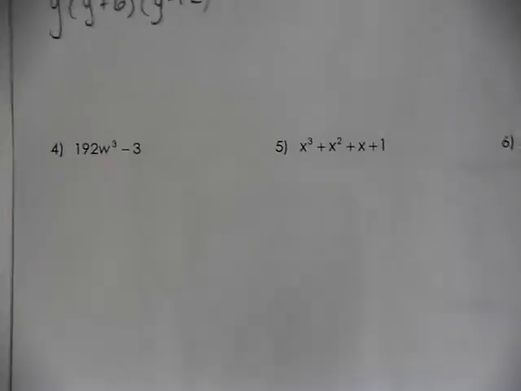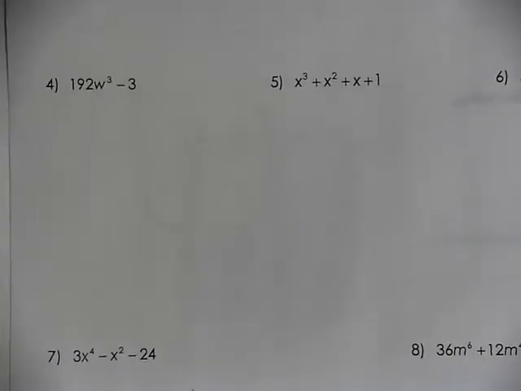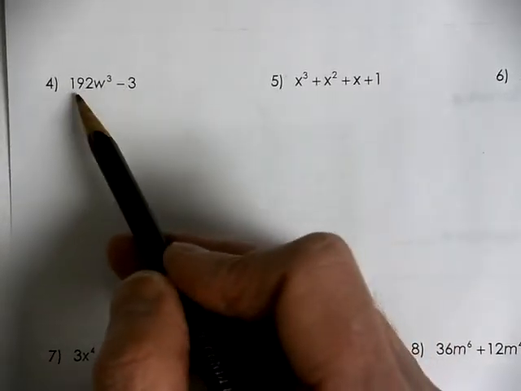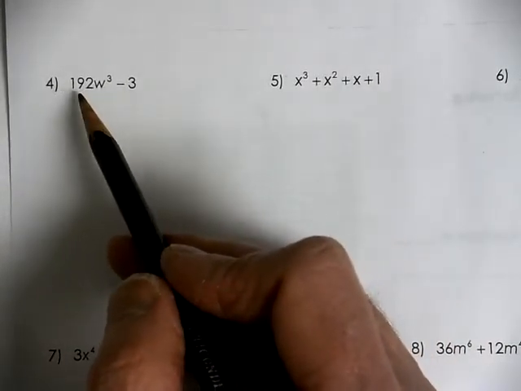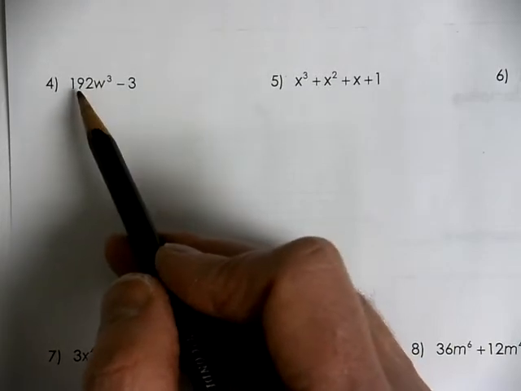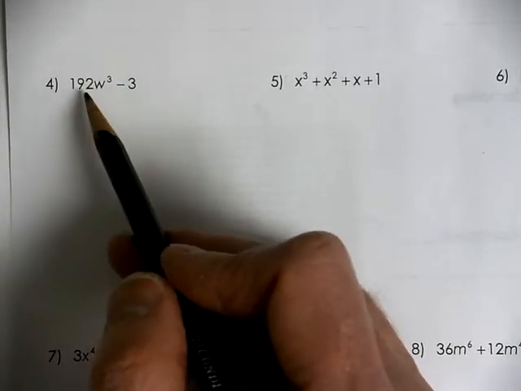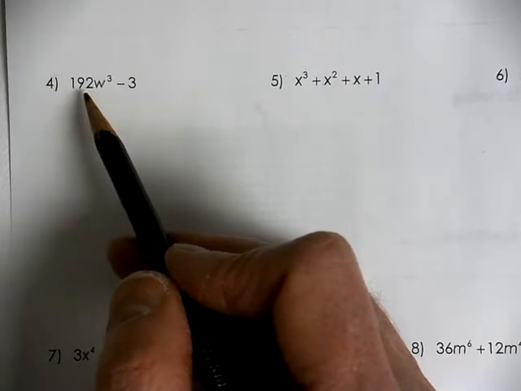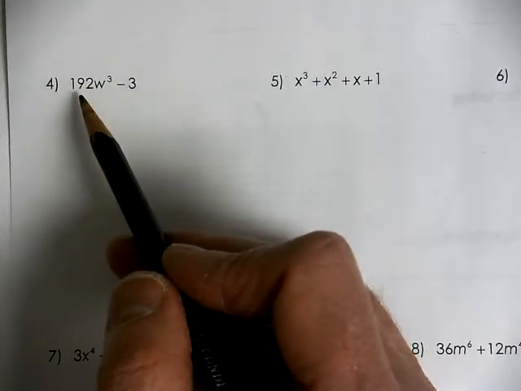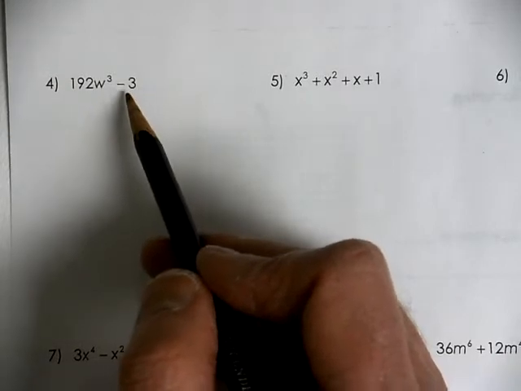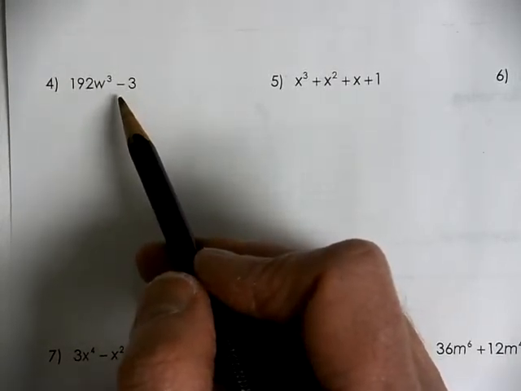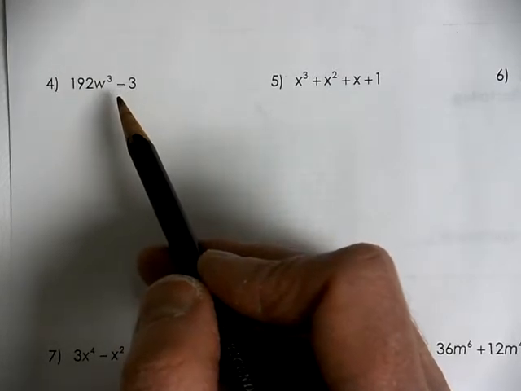We look at number 4. We don't know the cube root of 192. 6 times 6 times 6 is 216, so it's not 192. 5 times 5 times 5 is 125, so it's some number in between 5 and 6. 3, of course, is not a perfect cube, so this is not the difference of 2 cubes.